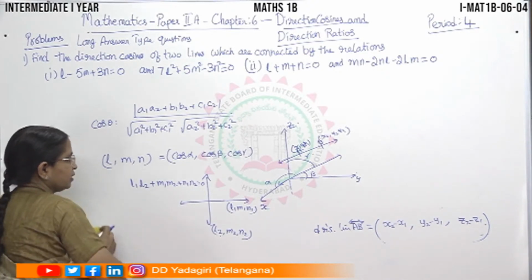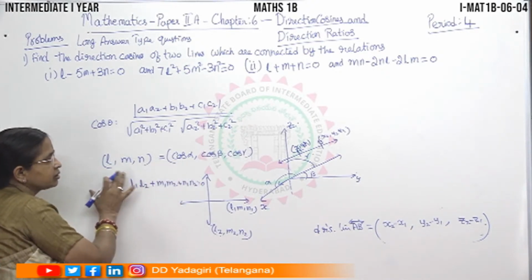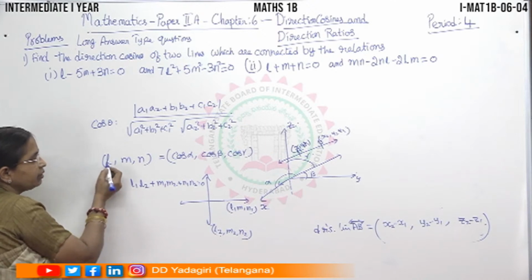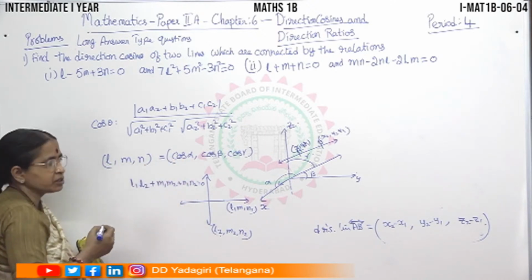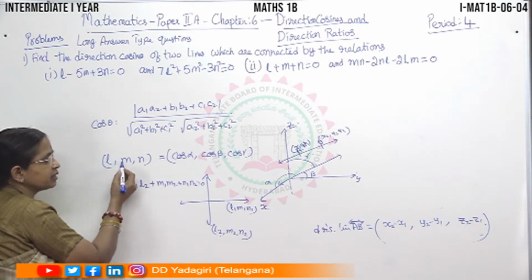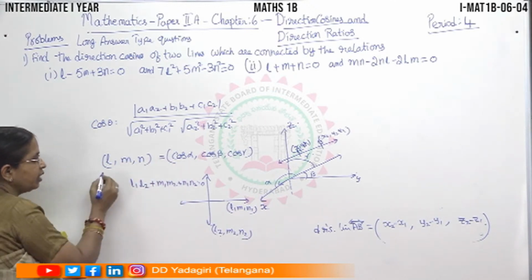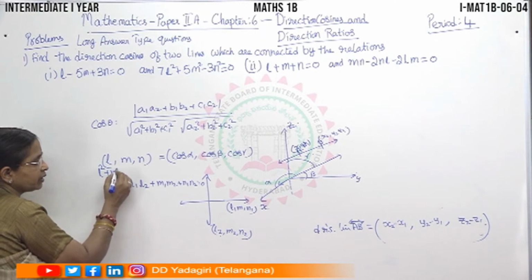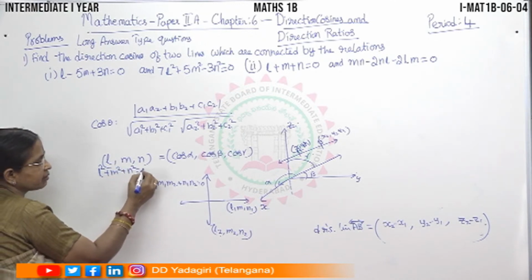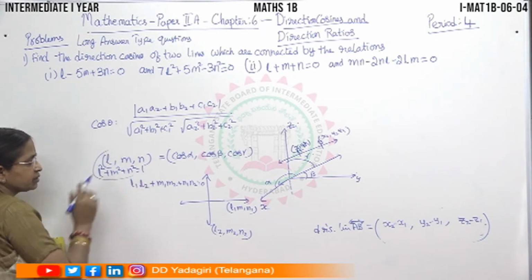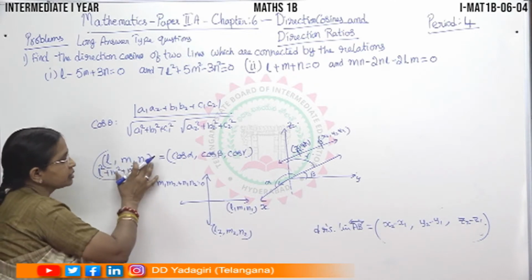Okay, next, in direction cosines, we have also learned one property that if L, M, N are the direction cosines of a line, then minus L, minus M, minus N are also the direction cosines of the same line. And they also satisfy the property that L square plus M square plus N square is equal to 1. Okay, this is for direction cosines.